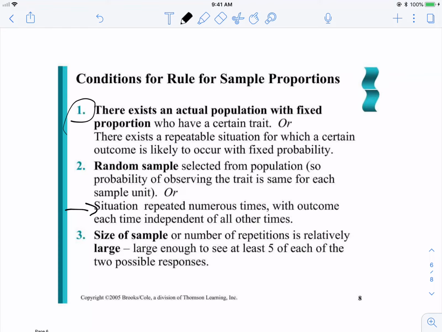Lastly, kind of like what we saw in the warm-up, we need to know that the sample size is large enough. So the sample size, or the number of repetitions, is relatively large. Now that's a very ambiguous term. So we're going to quantify that as large enough to see at least 5 of each of the 2 possible responses. In this case, we're taking a sample size of 25, and we saw that in all of those we had at least 5 of each of them. Now that doesn't have to happen, but across a sample size of 25, you could have seen at least 5 X's and 5 smiley faces.